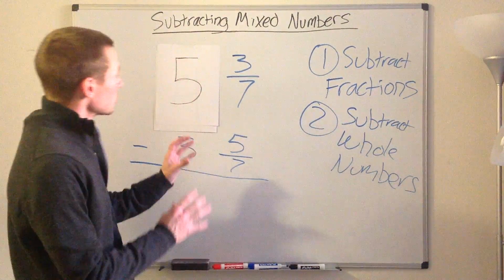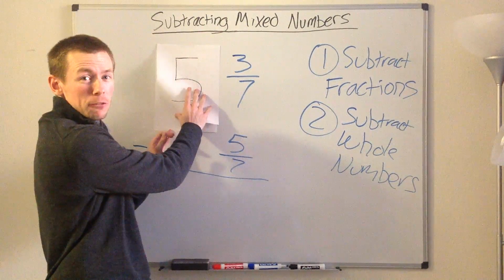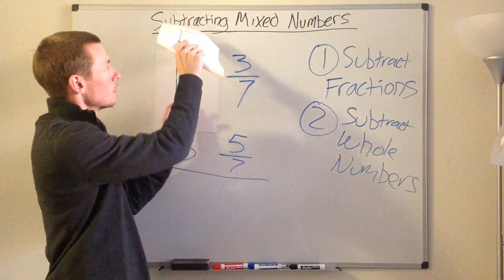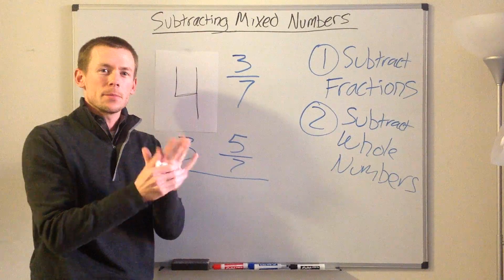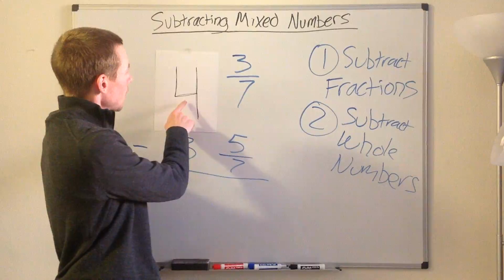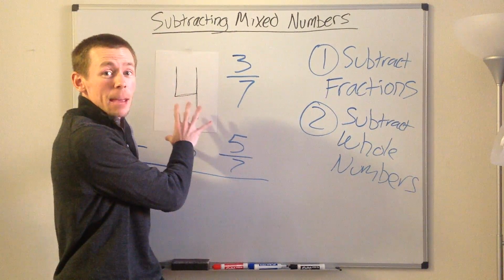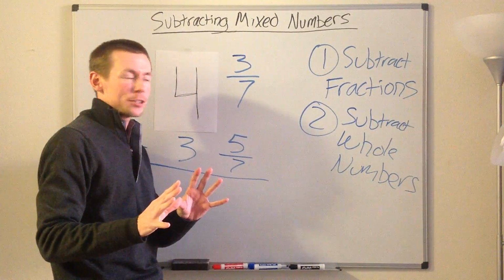So what I'm going to do is I'm going to take 1 away. So I'm going to lift this 5 up, and this is how you can kind of picture this. I'm going to lift this 5 up, crumple it, throw it away, okay? And now I'm left with 4. But unless I put back what was equivalent to 1, then I've completely changed the problem.